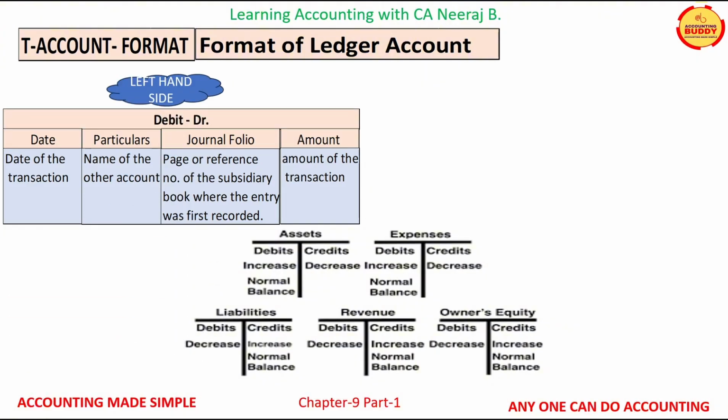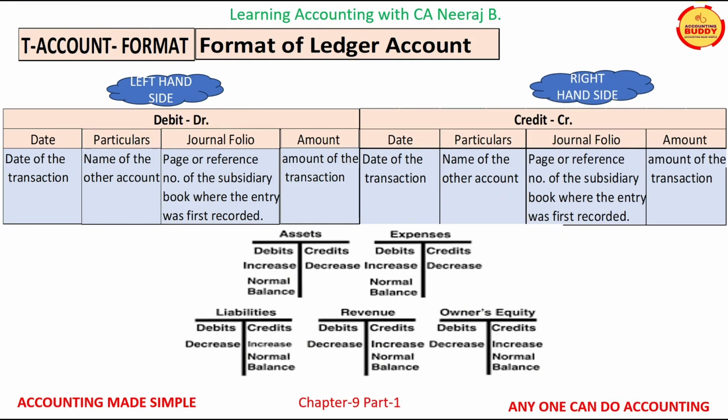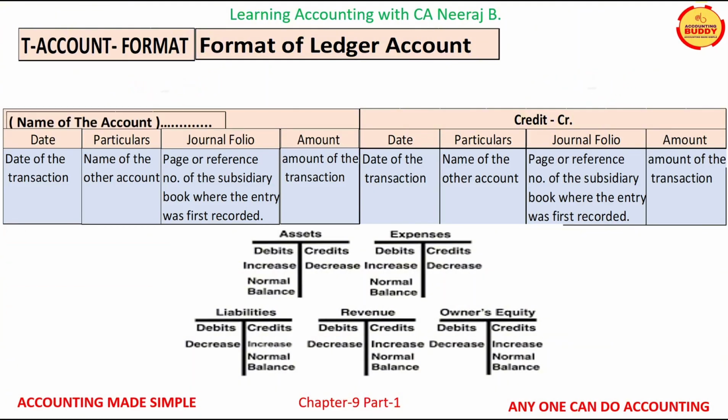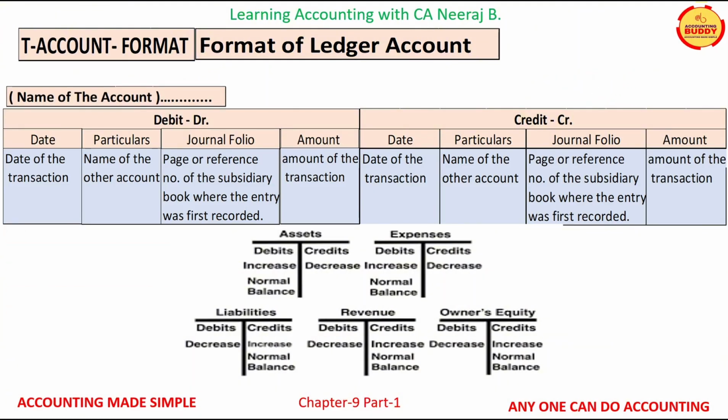Left hand side of the T account is the debit side, and similarly four columns are there on the right hand side of the T account, which is the credit side. Remember, if a transaction is affecting the debit side of an account, the details will be filled on the left hand side of the T account, and if it is affecting the credit side of an account, the right hand side of the T account will be filled. Further, the name of the account is mentioned on the top of the T account together with the period for which the transactions are recorded in a particular account.